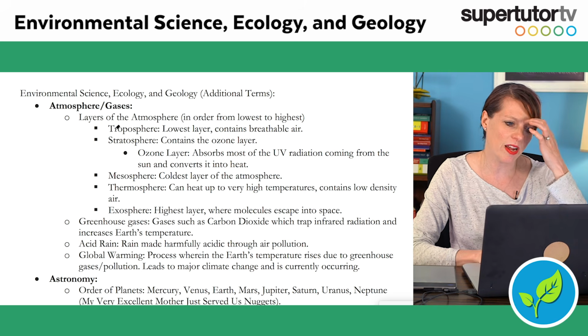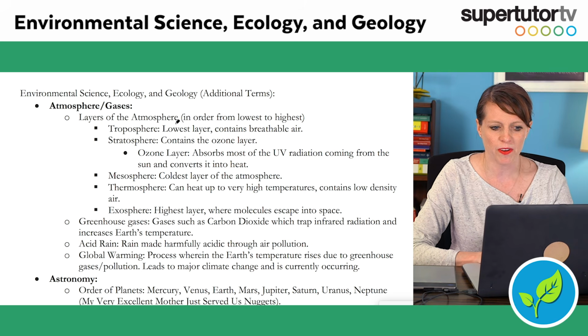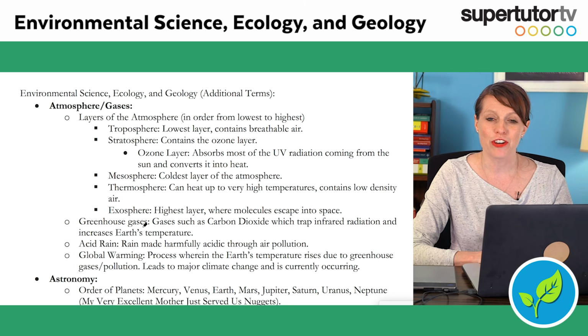Atmosphere and gases: you want to understand that there are several layers of the atmosphere. The troposphere, which is the lowest layer, the stratosphere, which contains the ozone layer, the mesosphere, which is the coldest layer, the thermosphere, which can heat up to very high temperatures, and the exosphere, which is the highest layer. So there are 1, 2, 3, 4, 5 layers of the atmosphere that you should know exist.